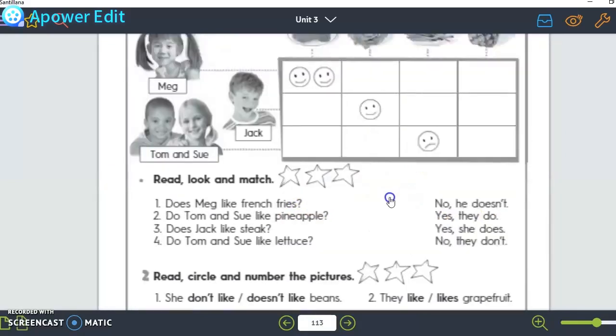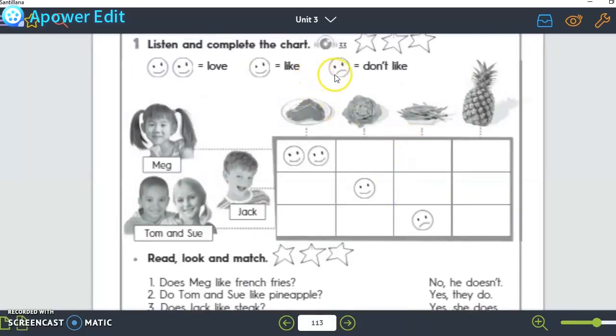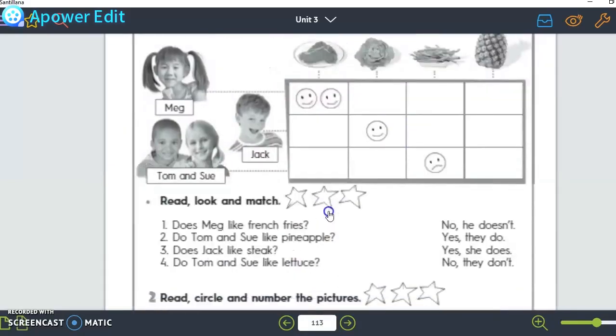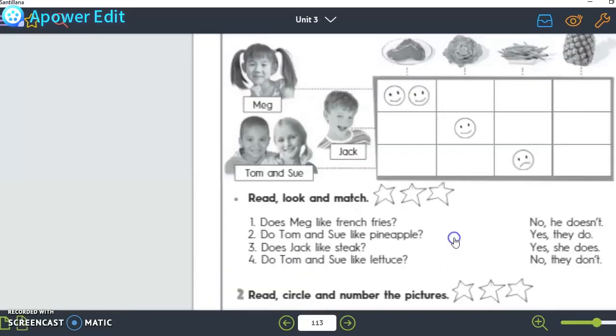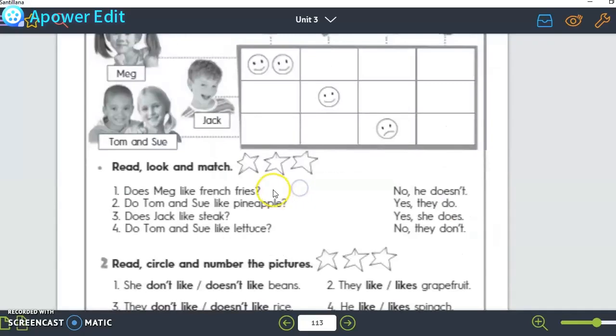Does Meg like French fries? I remember that she said, yes, I do. And in this case it is going to be a girl. Yes, she does.